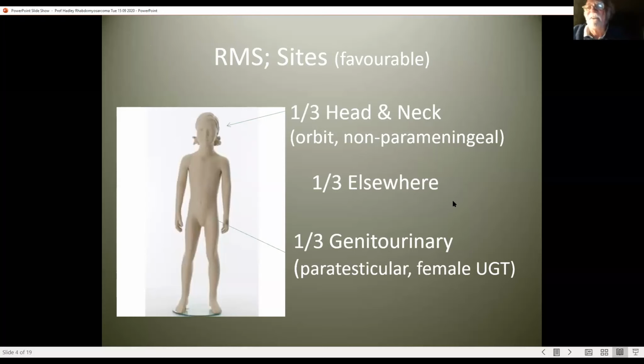Okay. There we go. Now, when I was a lad, rhabdomyosarcoma was the tumor of thirds. A third occur in the head and neck, a third occur in the genitourinary tract, and a third occur elsewhere. And the favorable sites were the orbital and non-parameningeal head and neck, paratesticular, and the female urogenital tract. Everything else is unfavorable. It was also a tumor of thirds because you required 3 treatment modalities in order to get survival. You had to have surgery, you had to have chemotherapy, and you had to have radiotherapy. Next one.